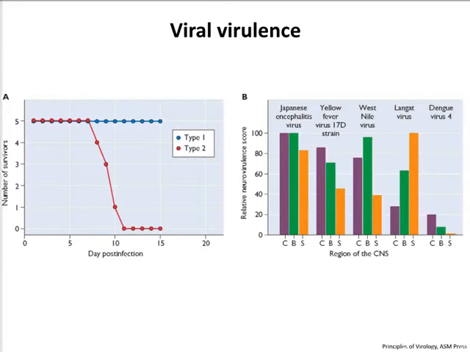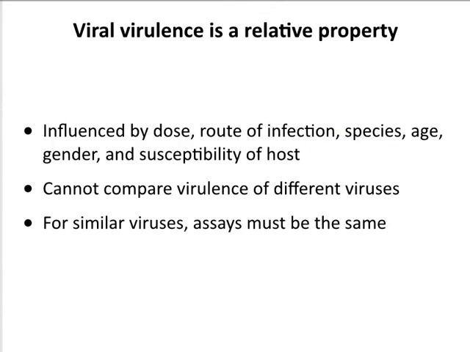Well, if we go back to this previous slide, you can say here on the left that type 2 poliovirus in mice inoculated intracerebrally with a certain dose is more virulent than type 1, but you can't say that type 2 polio is more virulent than dengue virus because they're different viruses. You simply cannot compare them. You cannot make those kinds of comparisons because it's a relative property that's influenced by so many different things. So you can't compare the virulence of different viruses. You can't say that one virus of a different family is more virulent or less virulent than another.